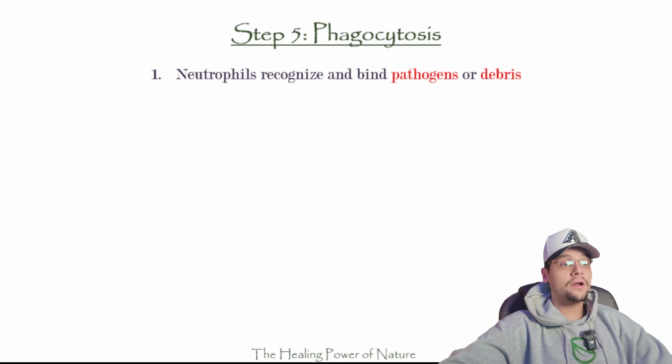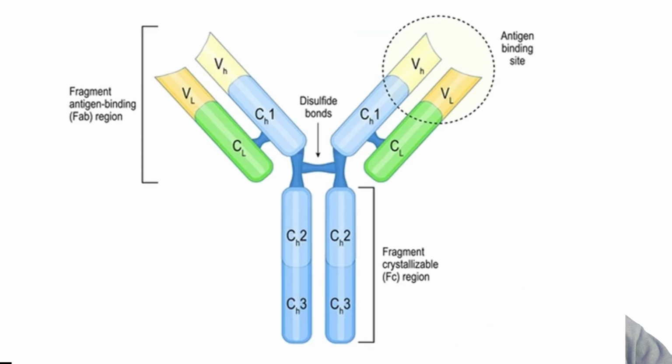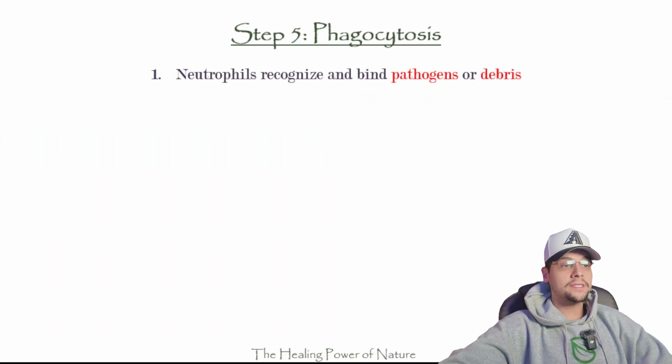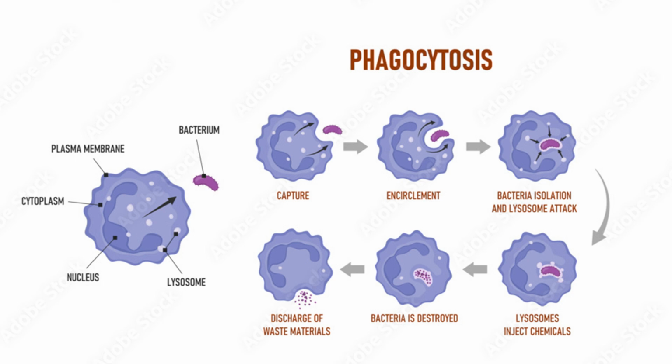The key phagocytic receptors are Fc receptors, which recognize the Fc portion of IgG, complement receptors that recognize C3b opsonized pathogens, mannose receptor, recognizing microbial carbohydrate structures, and scavenger receptors that bind oxidized or apoptotic cell debris.